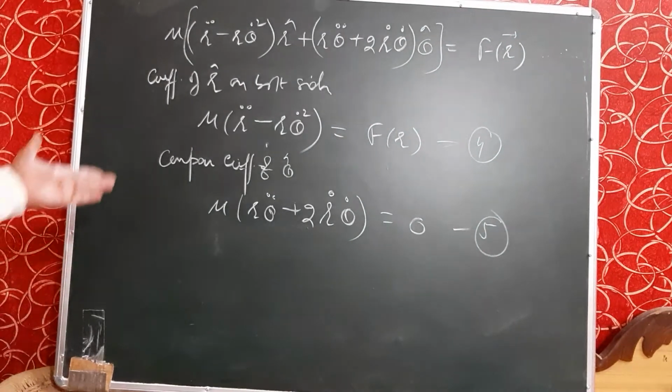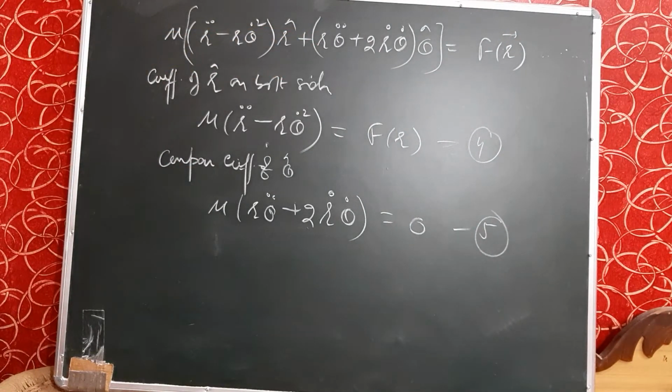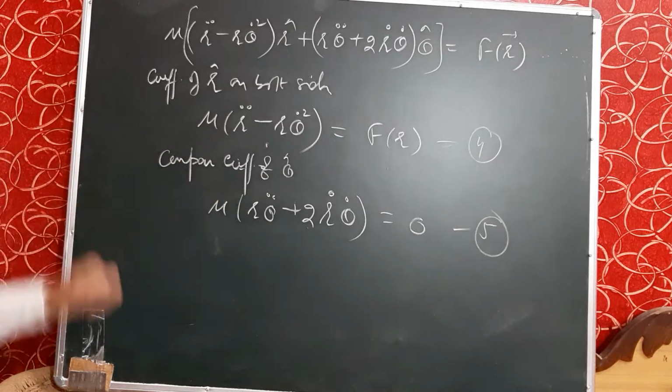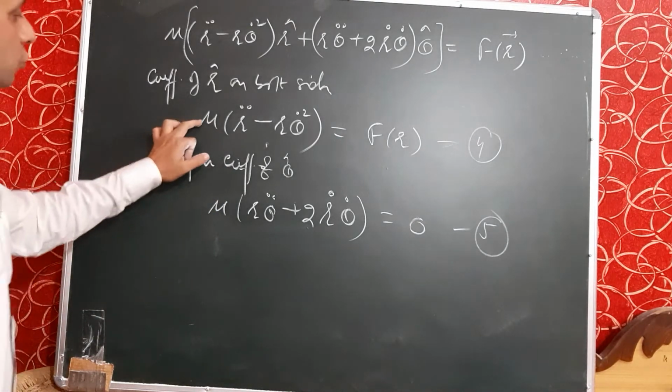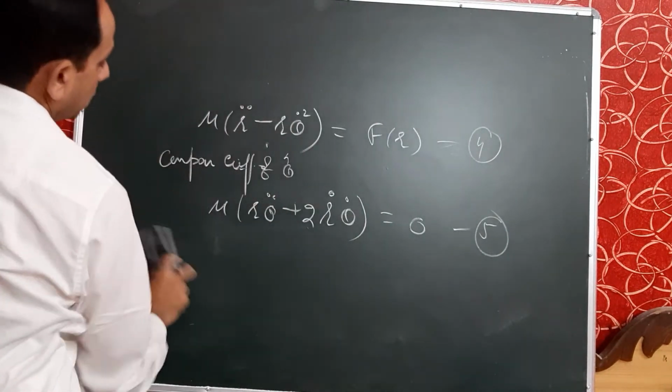These two equations are obtained from equation number 3, that is, on comparison of the terms of r cap and theta cap on both sides. So equation number 4 and equation number 5. We will use these two equations in future for the solution of the further equations.